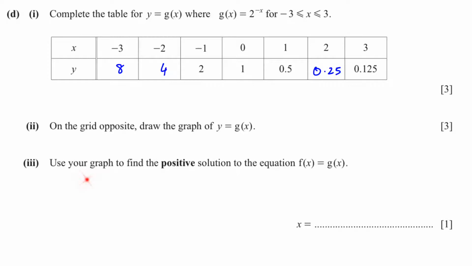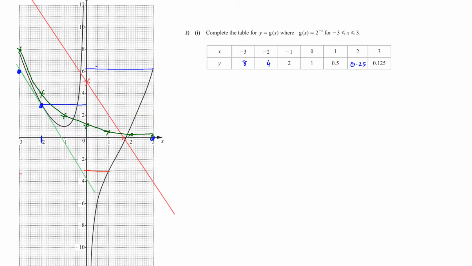In D3, we have to use our graph to find the positive solution to the equation f of x is equal to g of x. It means where they intersect. You can see that they intersect here when x is equal to 1.8. The range that has been given to you is between 1.8 to 1.9.